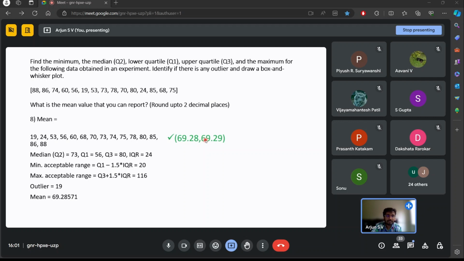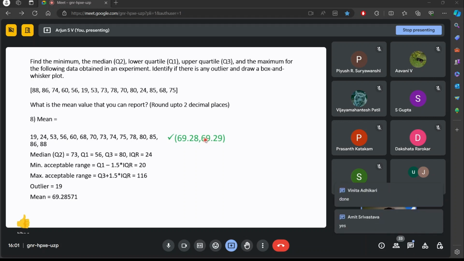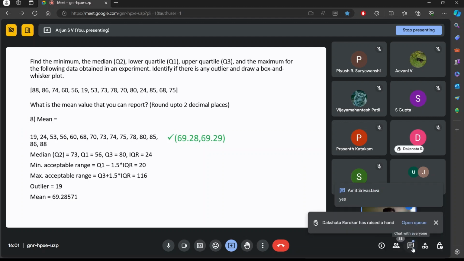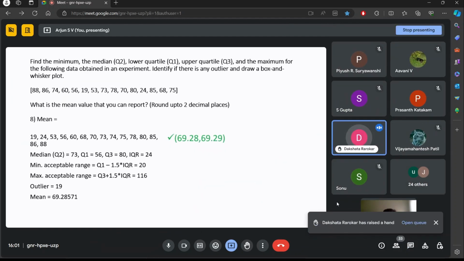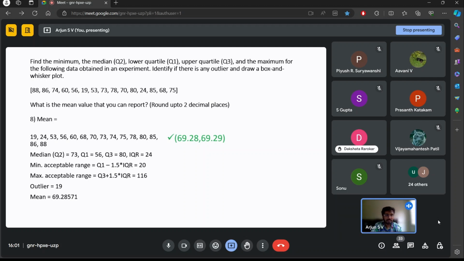Is everyone clear with this set of 5-6 questions? 3, 4, 5, 6, 7, 8, I think. Yeah, no one has any doubts, right? I'll just wait for 1-2 minutes before going on to the next question. Dakshata, I can go ahead. So one more time, can you explain the left side concepts? Last one, Q3, maximum. Okay, like which ones are you unclear with?